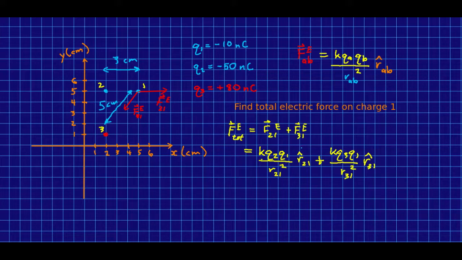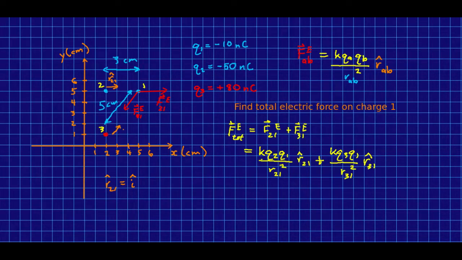Now let's get R21 hat and R31 hat. Now R21 hat is very easy because it is a unit vector pointing in the direction from 2 to 1, which means it's just like this. Here is R21 hat. But that's just a unit vector pointing in the positive x direction. So R21 hat is none other than i hat, and we're done with it.